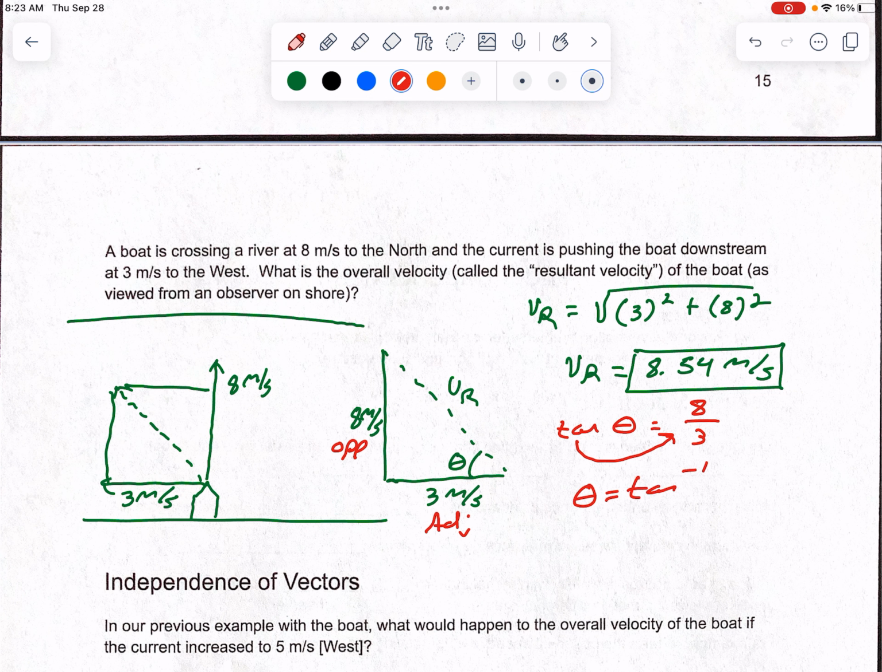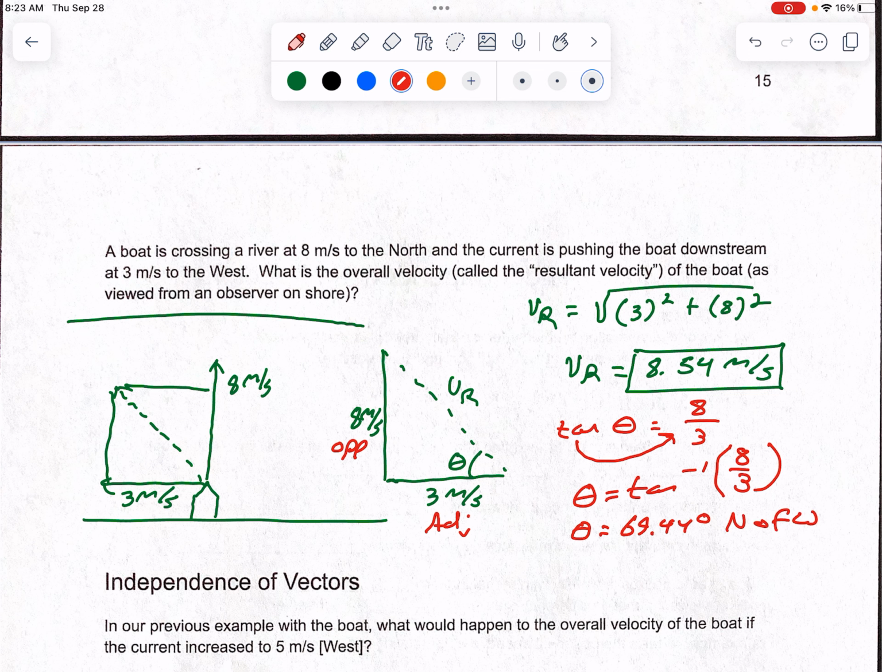So you just press second tangent on your calculator. And you're still just going to type in 8 divided by 3. Just make sure you're in degree mode on your calculator. Otherwise, you're going to get a different answer. So you're going to get 69.44 degrees north of west.